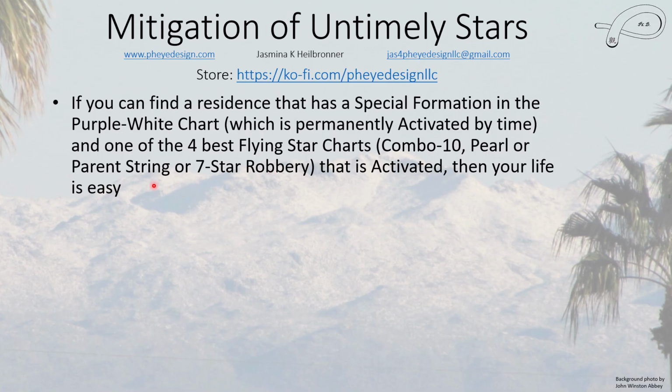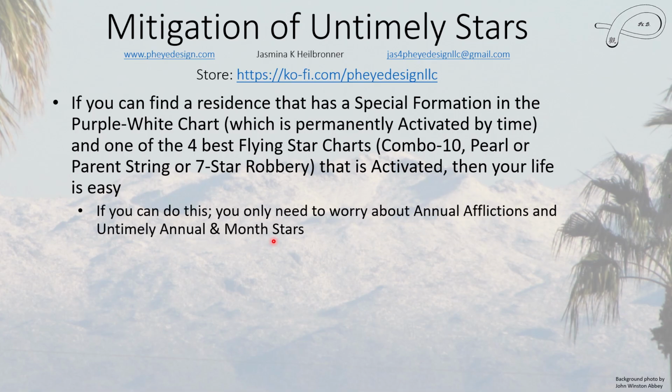And there's a lot of practitioners out there that at least go to the trouble of having at least the flying star chart being a good activated special formation, because it just makes life so much easier. Now, if you can do this, then you really need to only worry about the annual afflictions and the untimely annual month stars, and they can come together. That is, an annual month star can both be untimely, or they can be in different sectors, and you treat them a little differently when they're separated or when they're together.